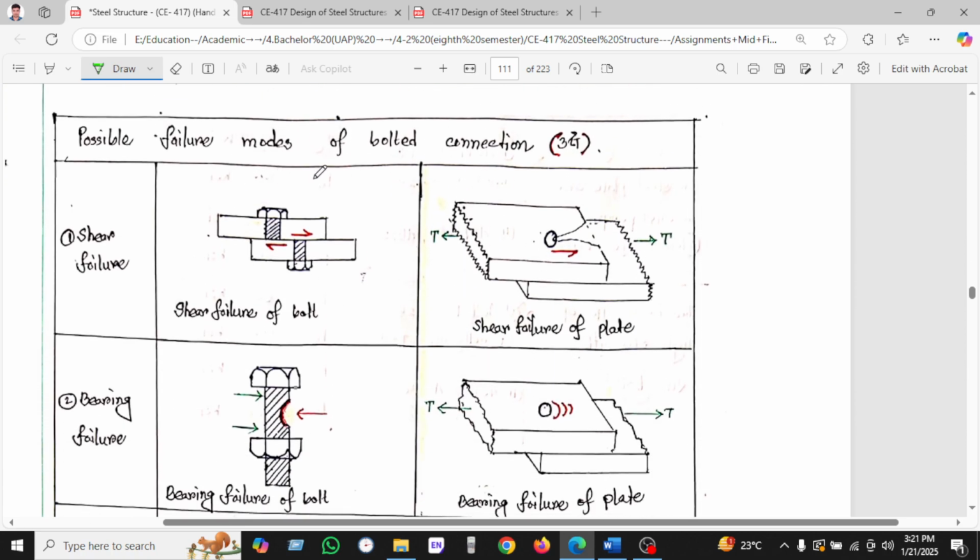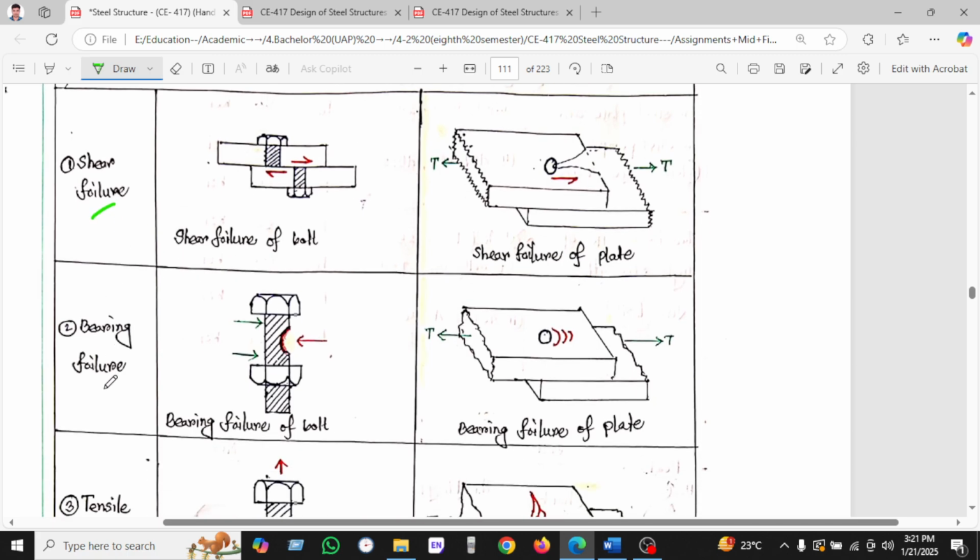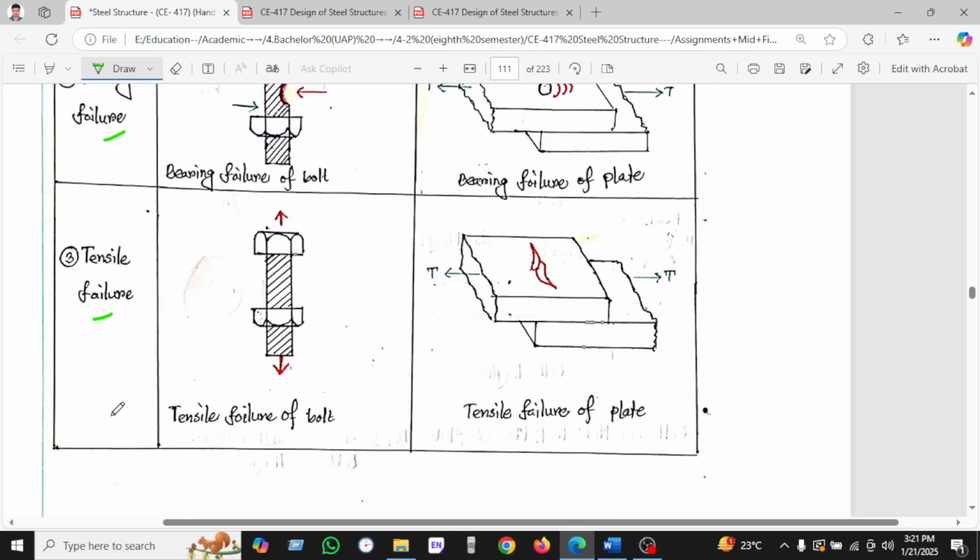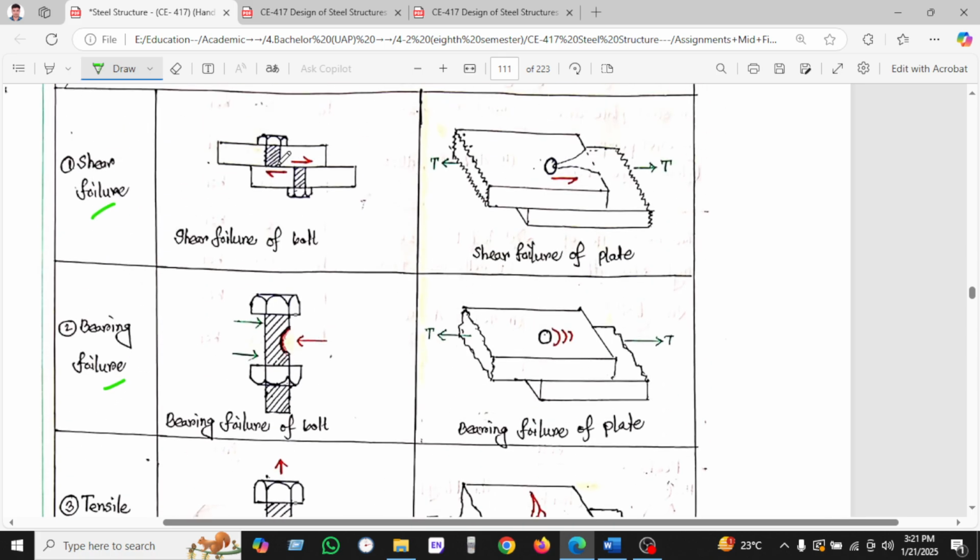Here are the possible failure modes of a bolt connection. Here are three types of failure: shear failure, bearing failure, and tensile failure. So let's see the shear failure. You can see the shear failure occurs here at the bolt. And after the shear failure of the plate, you can see the plate will fail. And in the shear failure of the bolt, this bolt and this bolt fail in shearing. And the plate shear, the plate fails.